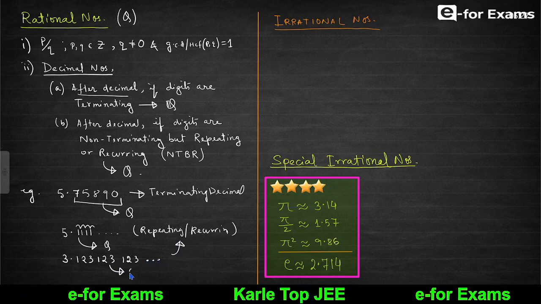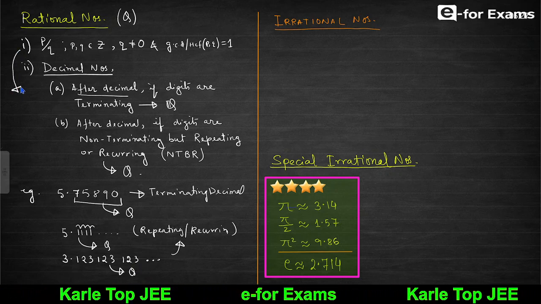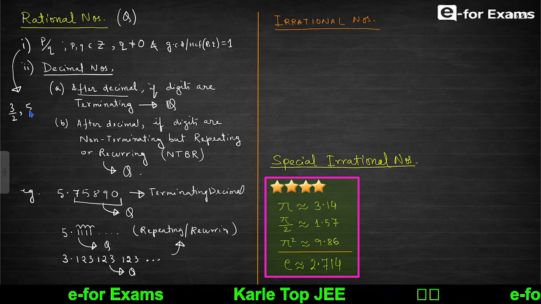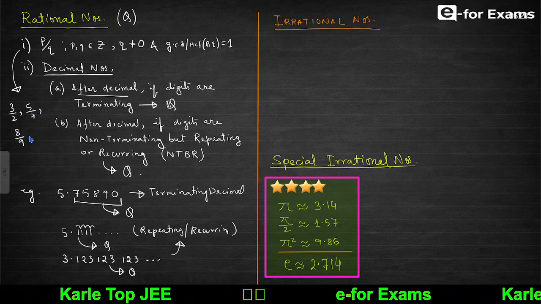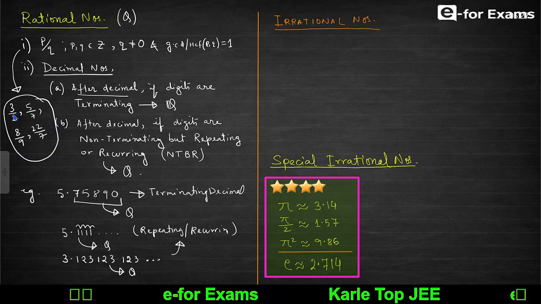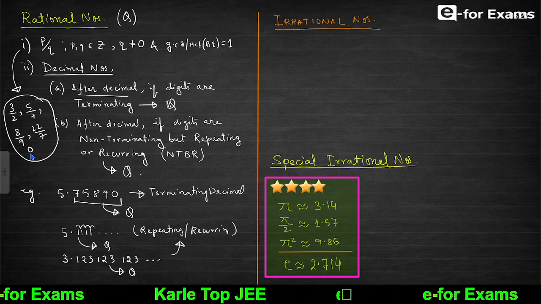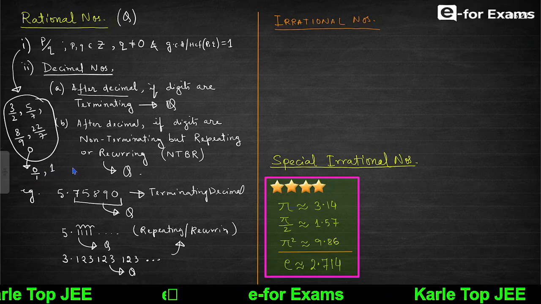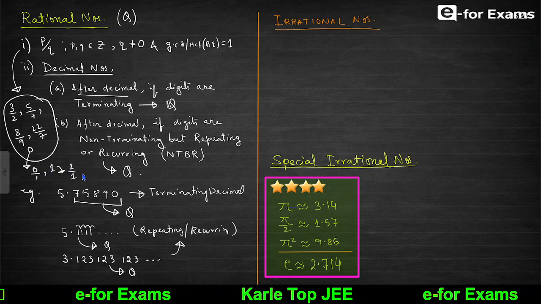This is a rational number. In p by q form, examples can be written as 3 by 2, 5 by 7, 8 by 9, 22 by 7. All these are rational numbers. Even 0 is a rational number because 0 can be written as 0 by 1. 1 is also a rational number. It can be written as 1 upon 1. Right.